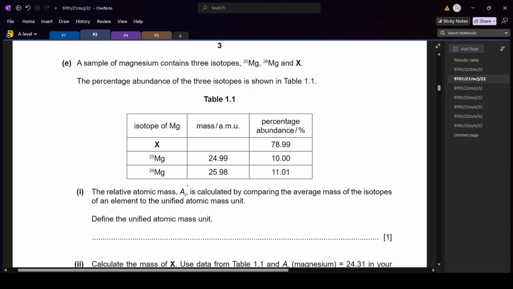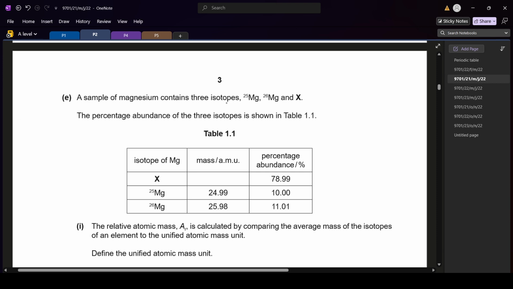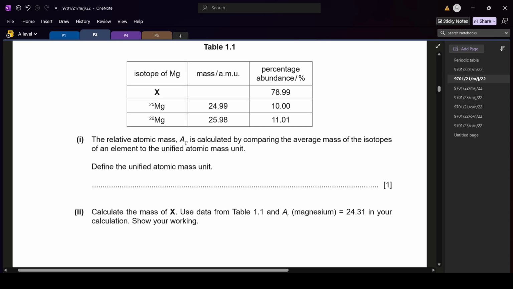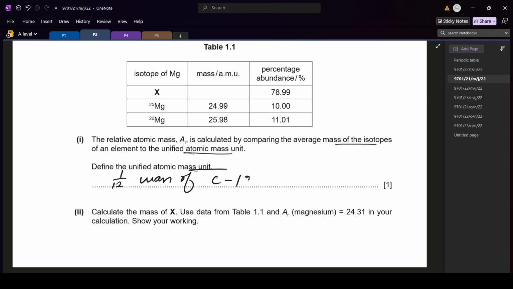Okay. Part E, a sample of magnesium contains three isotopes: magnesium 25, magnesium 26, and X. The percentage abundance of the three isotopes is shown in table 1.1. The relative atomic mass Ar is calculated by comparing the average mass of the isotopes of an element to the unified atomic mass unit. So define unified atomic mass unit. This is 1/12th the mass of a carbon 12 atom.